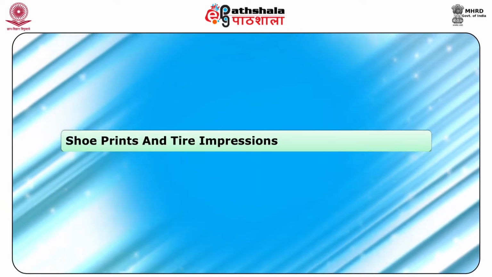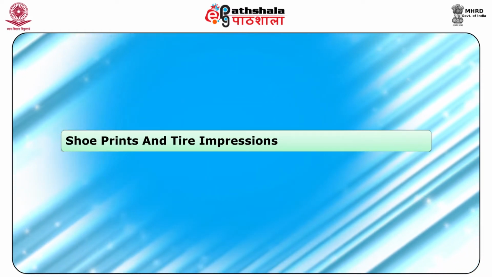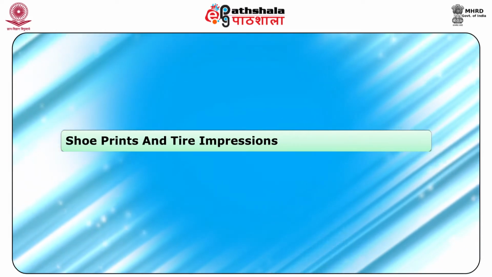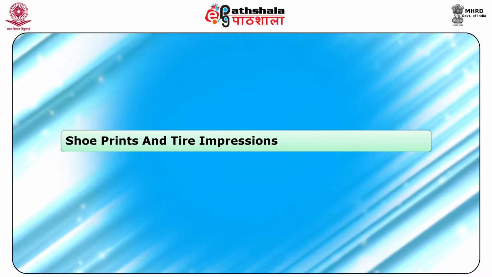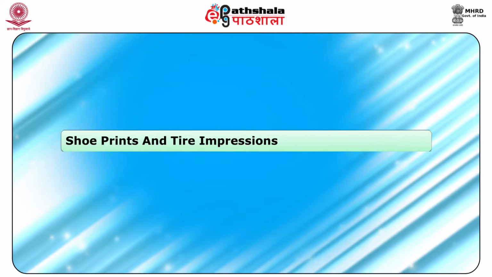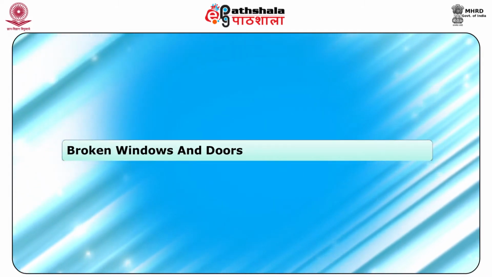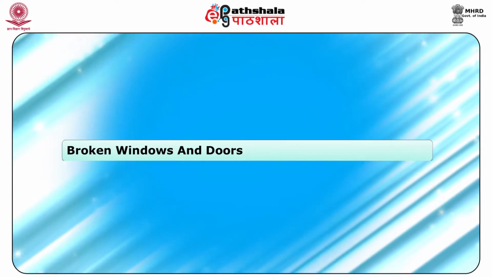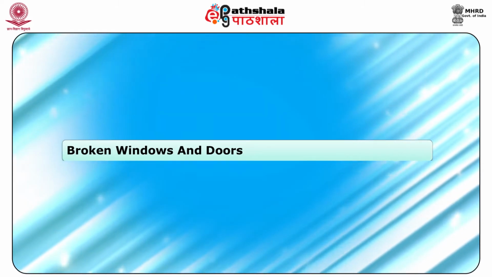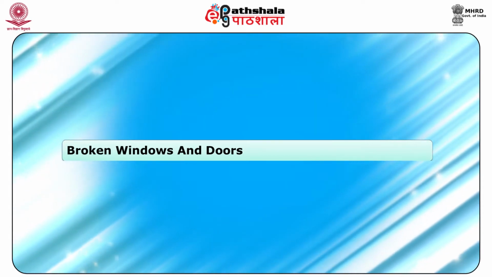You can also look for the shoe prints and tire impressions, and these shoe prints and tire impressions will also give you clue about the person, the size of the foot and the other clues, and similarly what was the nature of the vehicle and how it is. So all this will be very helpful. Broken windows and doors and the way it has been broken, whether from inside or from outside, all that will be again very beneficial in analysis.